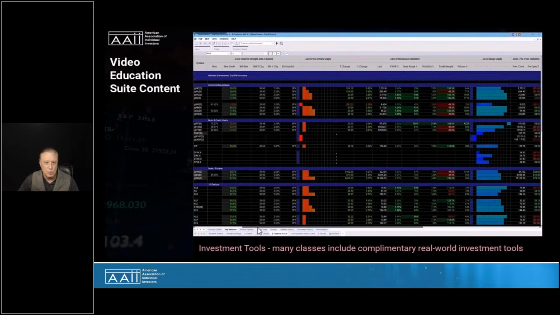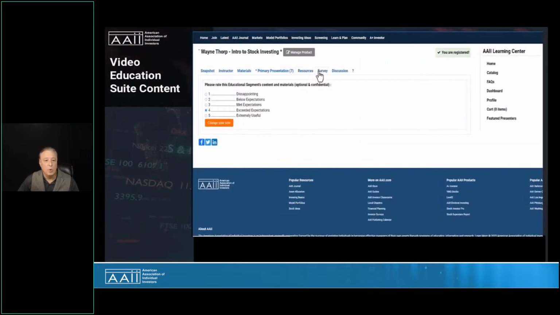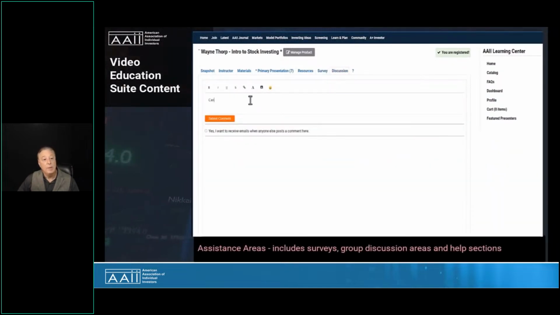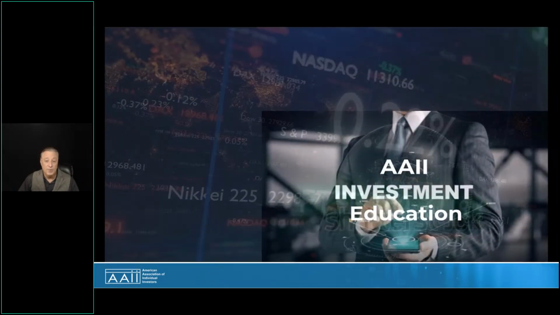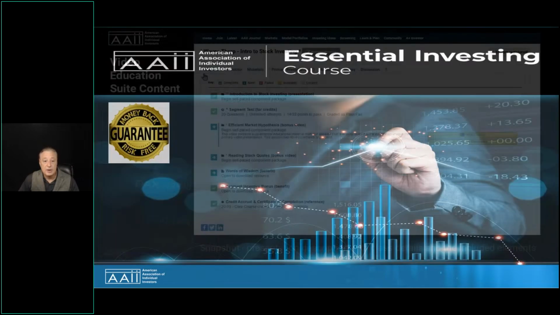Sometimes these are tools, sometimes these are articles, sometimes they're spreadsheets or worksheets. We have a survey where you can rate the class, and we also have a discussion forum area so you can converse and ask questions with other people taking the class, and a help section. So that's what happens on each class.